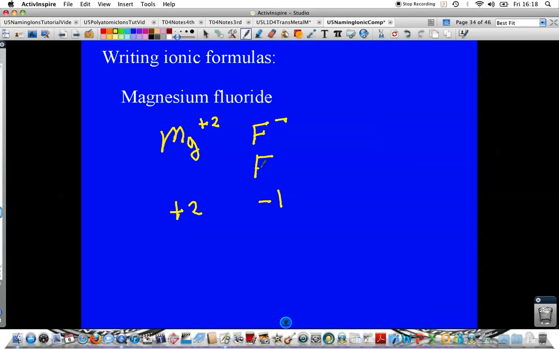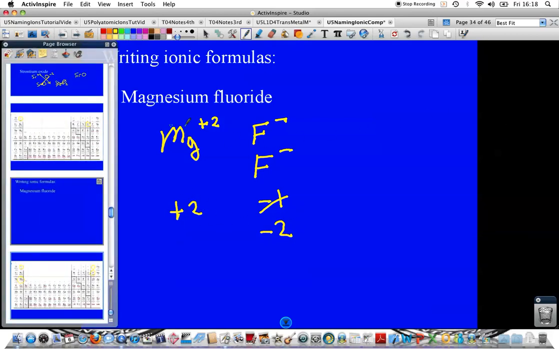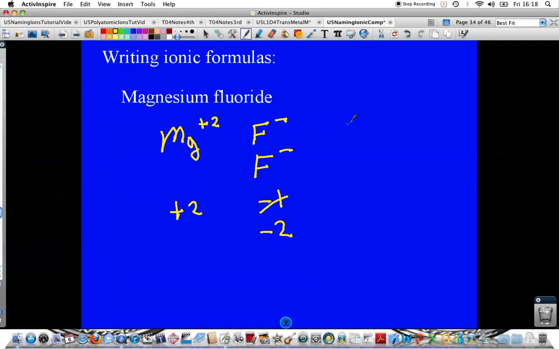And when I add another fluoride, like this, I'm just showing you another method. Now, adding that other fluoride gives me a total -2 charge. +2 and -2 combine together to make 0. So that is the ions that I need to make a neutral compound. And so the formula for magnesium fluoride is MgF2.